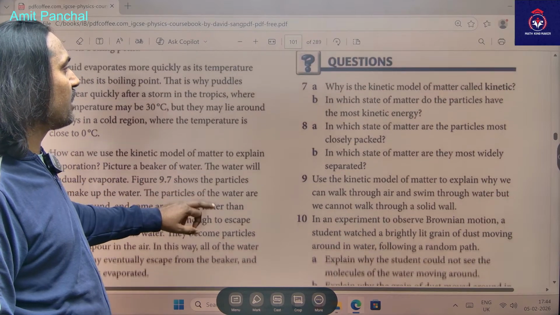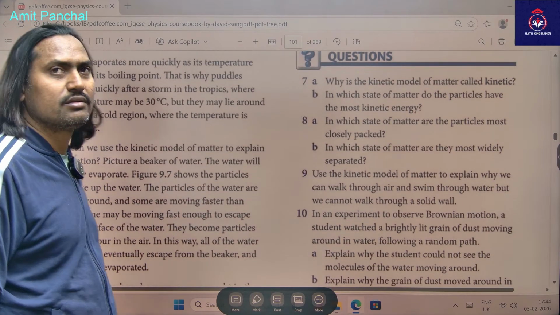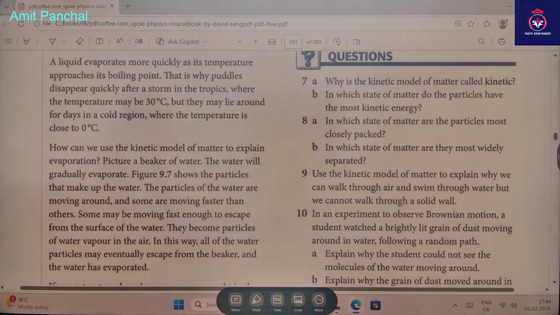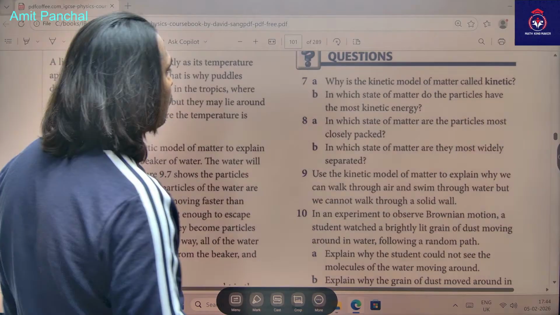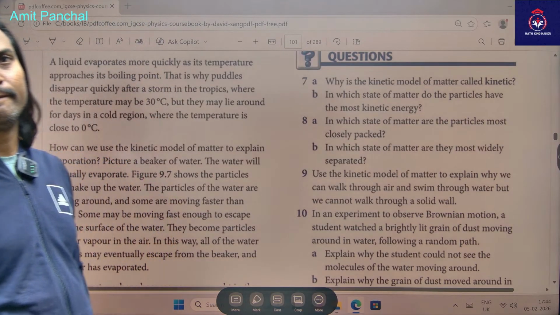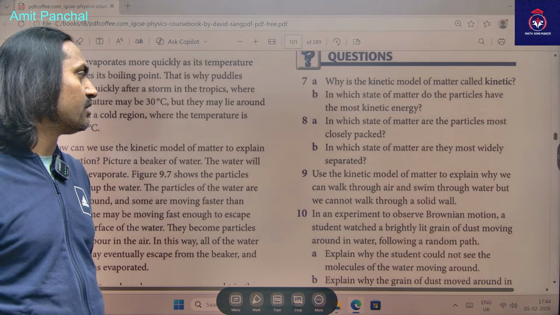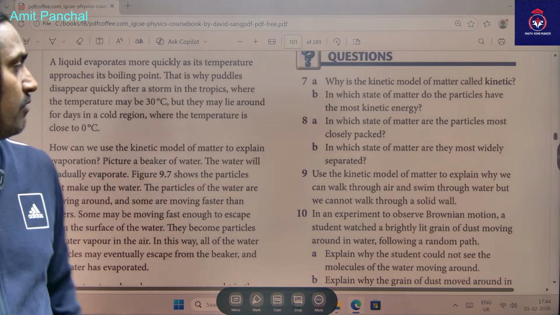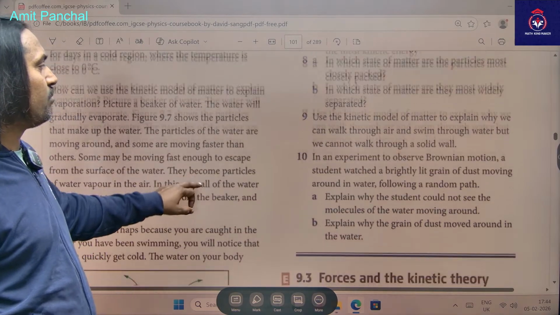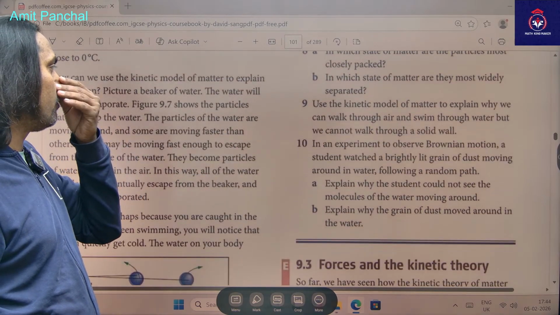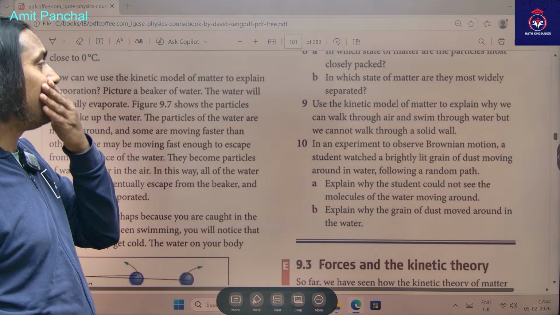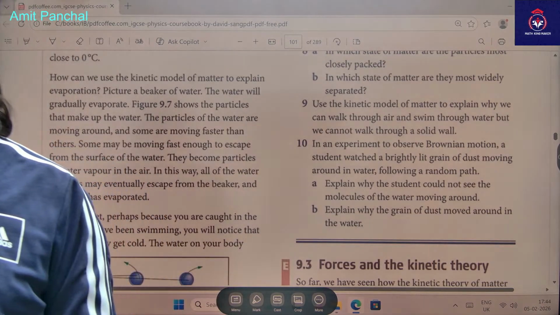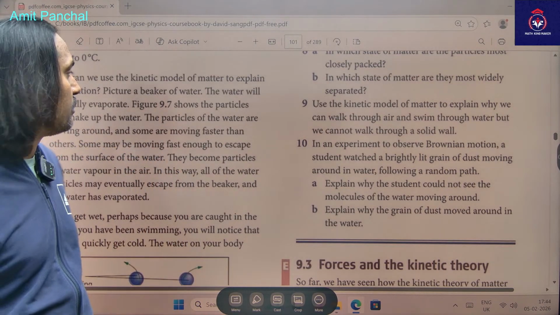Why is the kinetic model of matter called kinetic? Because particles are moving. That's why it is called the kinetic model. In which state of matter do the particles have the most kinetic energy? Gas. In which state of matter are the particles most closely packed? Solid. Very good. Use the kinetic model of matter to explain why we can walk through air and swim through water, but we can't walk through a solid wall: because there is no space.